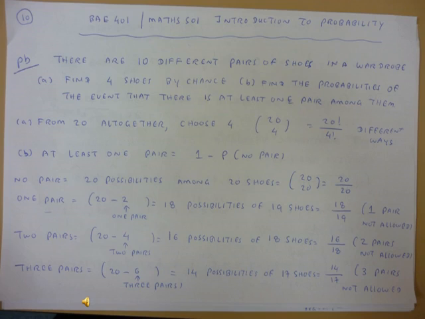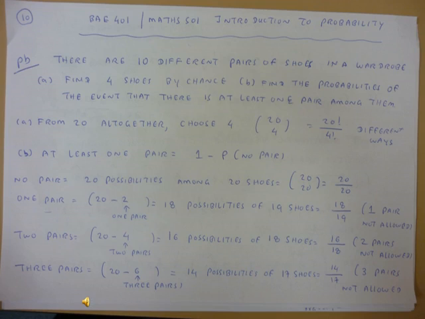The problem is that there are 10 different pairs of shoes in the warehouse. Find 4 shoes by chance. Find the probability of the event that there is at least one pair among them. So there will be 20 shoes together. In this case, we have to take out 4 shoes.